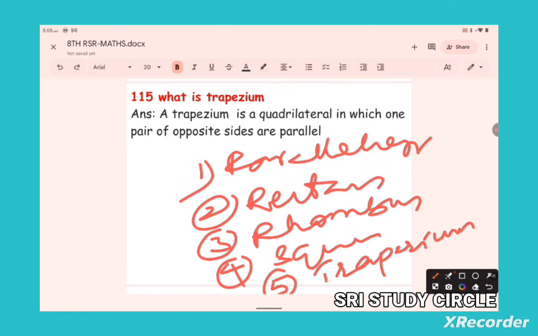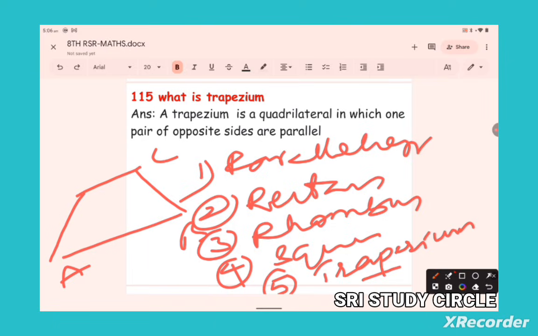Okay, so trapezium means only one pair of opposite sides are parallel. Only one pair of opposite sides are parallel is called trapezium. Suppose this is ABCD. Listen here. Here AB is parallel to DC.